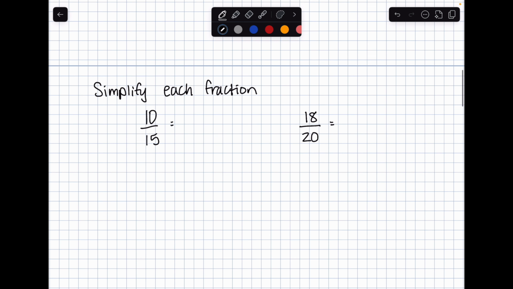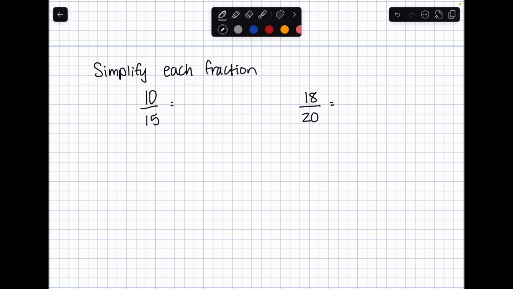Okay, here's 2 examples, so you can hit pause, try to figure out what you can divide 10 and 15 by, and do that division, get your simplified answer, and also 18 and 20. Go ahead and solve those on your own, and then come back and check your work with mine.